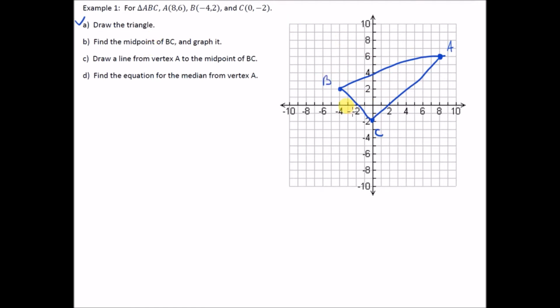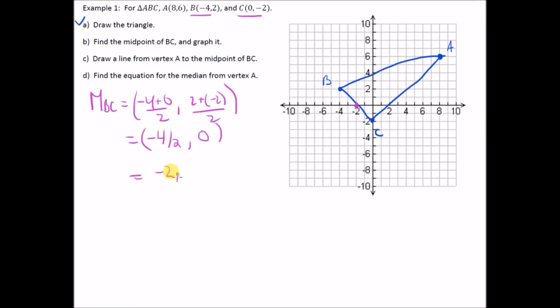Now, let's find the midpoint of BC. So we can eyeball it, but we never want to do that. I'm going to actually eyeball it right here, but let's actually find the midpoint of BC. So midpoint of BC, let's go negative 4 plus 0, divide that by 2. 2 plus negative 2, divide that by 2. Okay, we should be pros at that now. And that's 0. I get negative 2, comma 0. Okay, so let's call that M, and let's call it negative 2, comma 0. Okay, then graph it, and we did that.